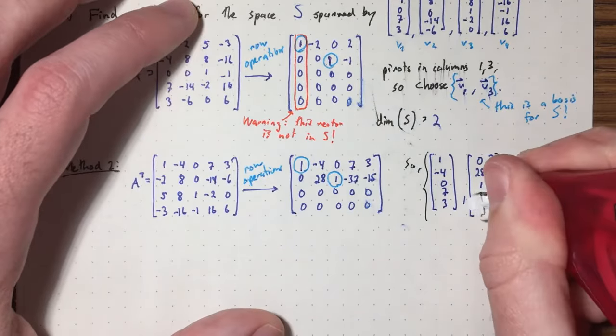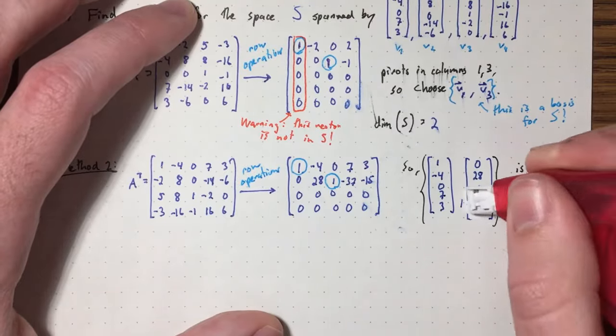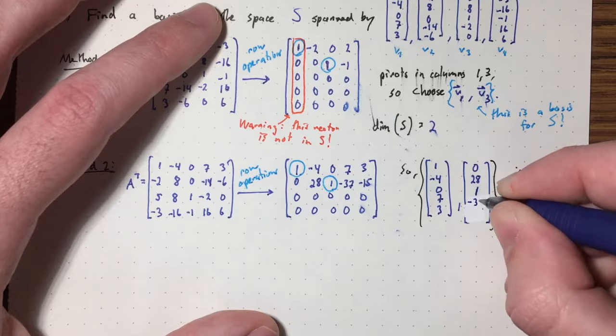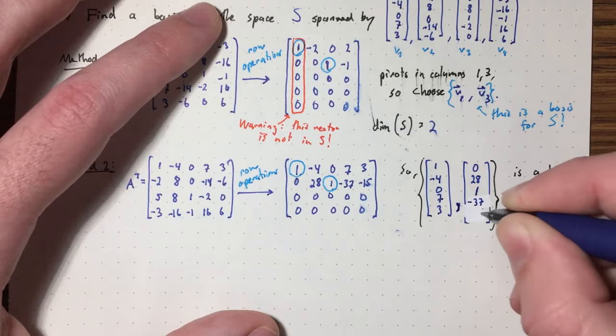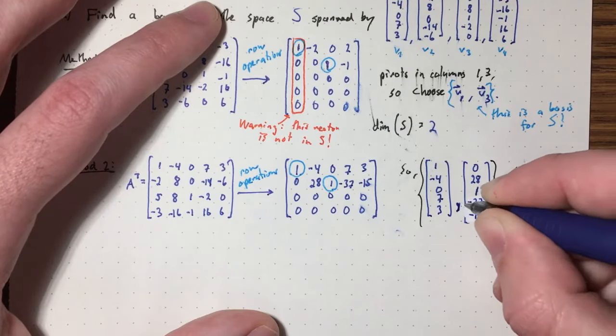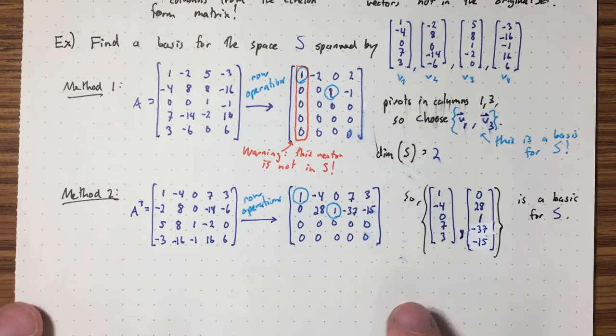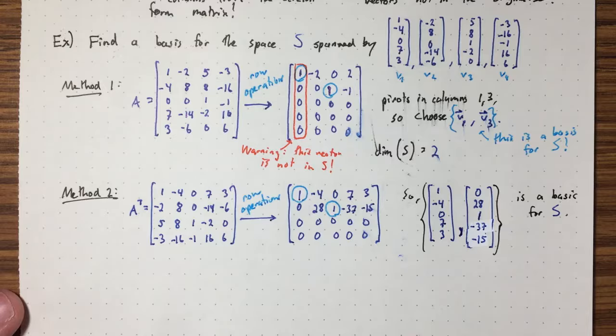I can't really see what that is. Let me just redo these last 2. So that was a minus 37, there's a comma here, and a minus 15. Okay, so this is another basis for S. We could have taken either of these, and these would both be correct.